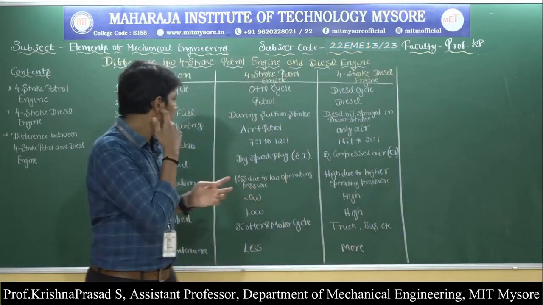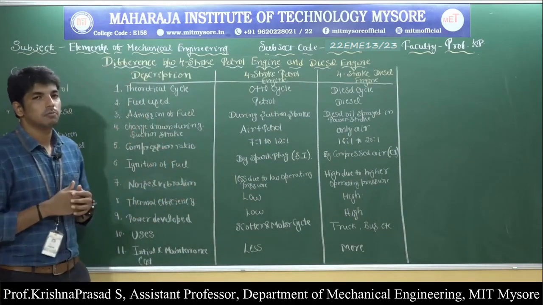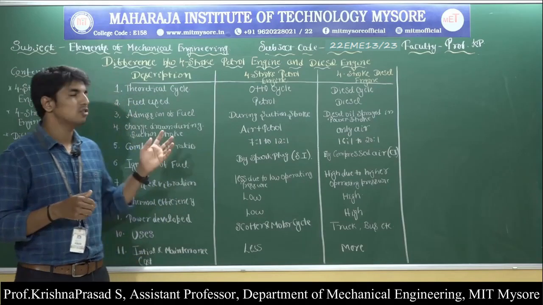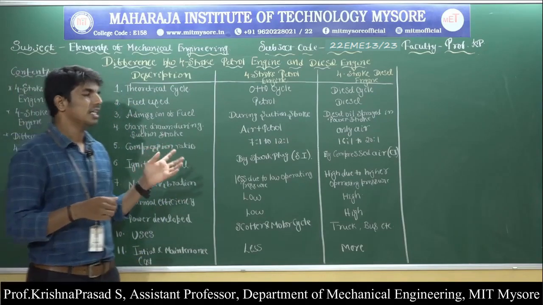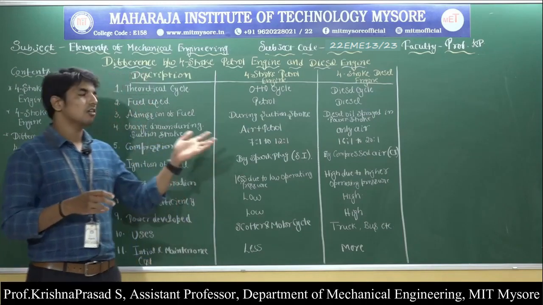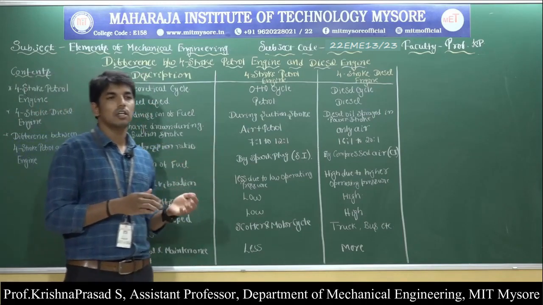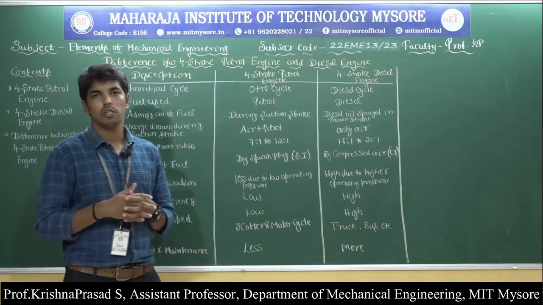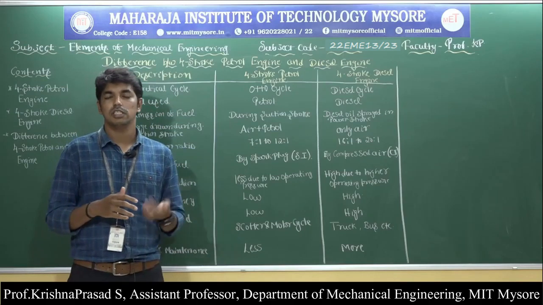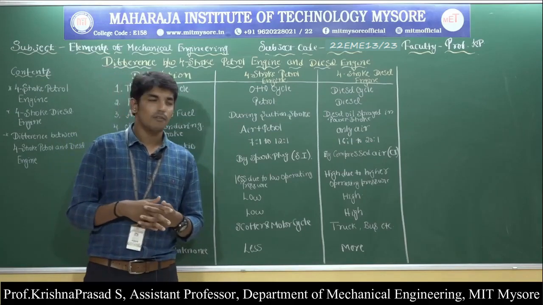Then the second one is the type of fuel used. In the petrol engine, the fuel used is petrol, that's why it is called the petrol engine. But in the diesel engine, the fuel used is diesel, so it is called the 4-stroke diesel engine. In the classification itself we said that based on the type of fuel used, engines are categorized into 4 types: petrol engine, diesel engine, gasoline engine and bi-fuel engine.